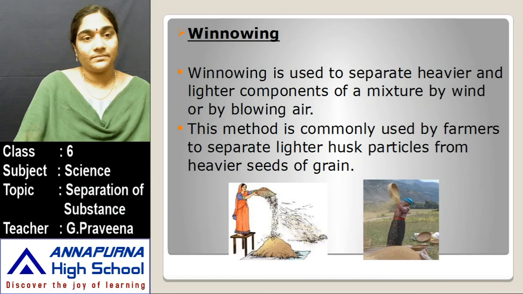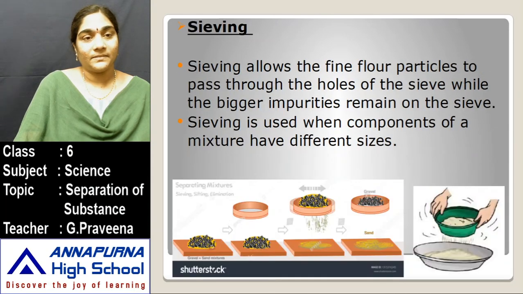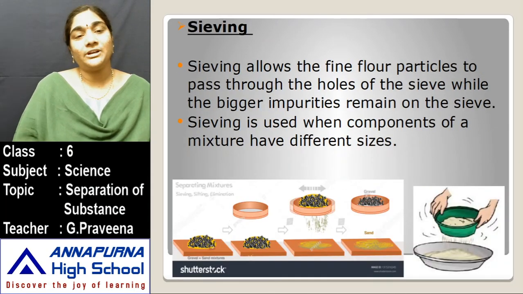Okay, so the four different processes, hand picking, threshing, winnowing, and sieving, are the four different methods of separation of substances.